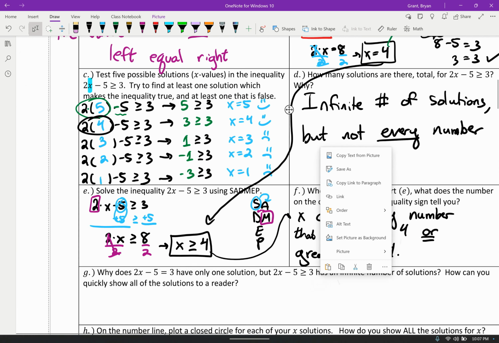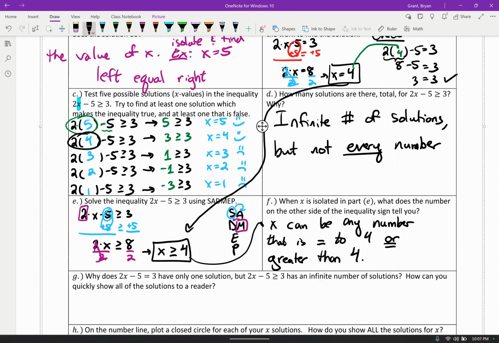So, for example, what's a number that's greater than 4? Well, hopefully you said 5. And 5 is what we tried up here. 5 made our equation true. What are other numbers greater than 4? 6, 7, 1,000, 1,000,000. All of those, based on our answer, should be values that make this inequality true.